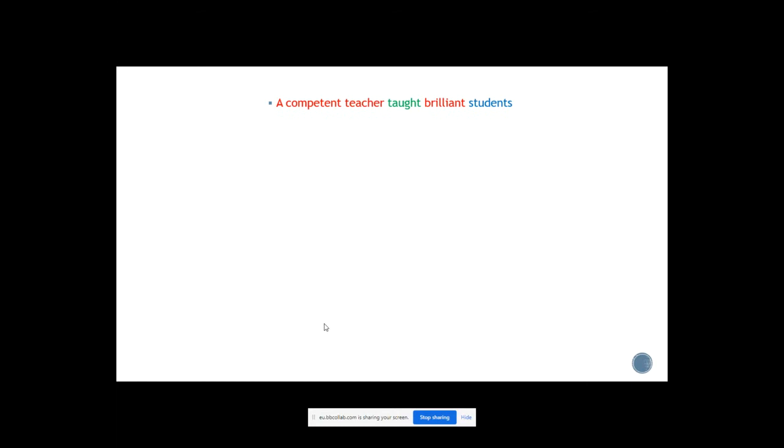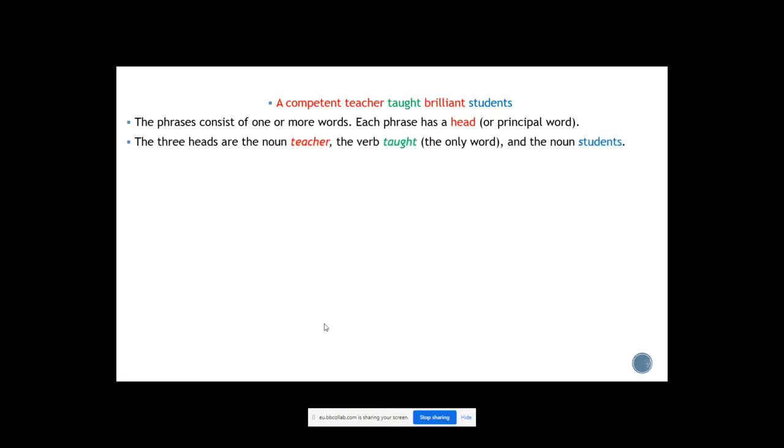A competent teacher taught brilliant students. It's interesting here to know that phrases also consist of one or more words. Each phrase has a head, or what we call a principal word. So we say that the three heads are the noun, teacher. That's why we call it a noun phrase, because the principal word of that phrase is the noun.